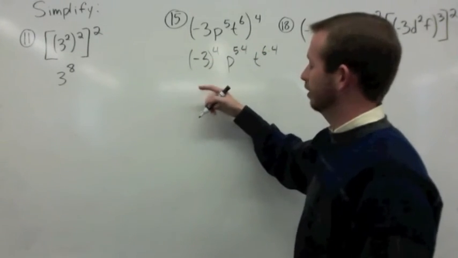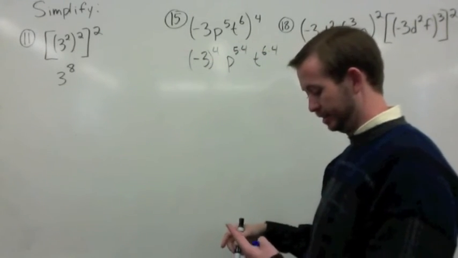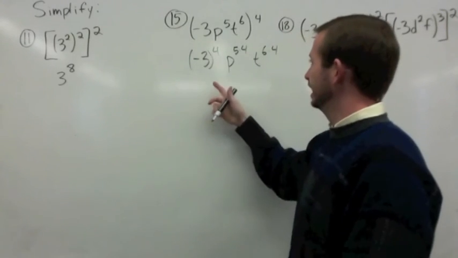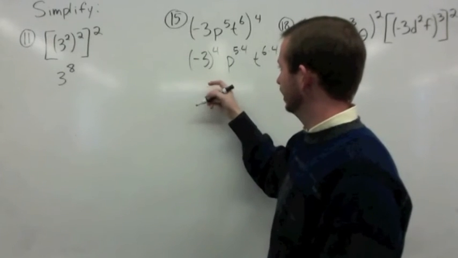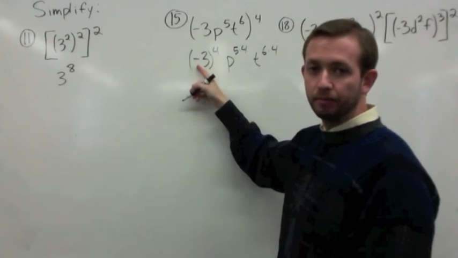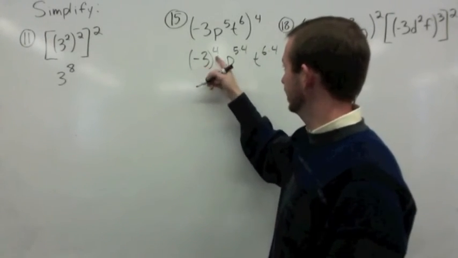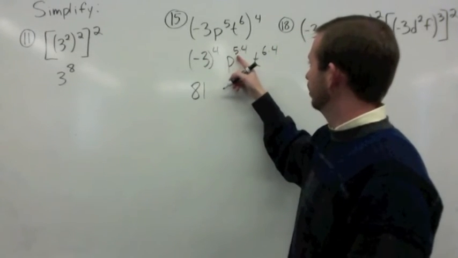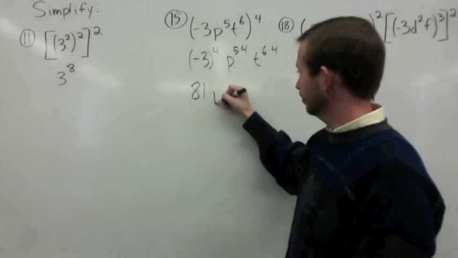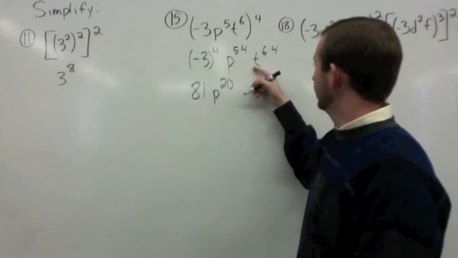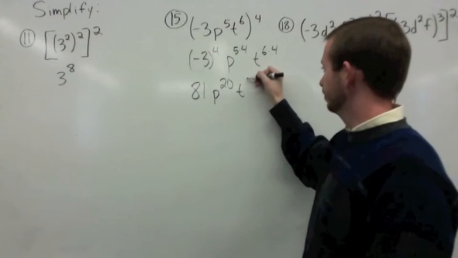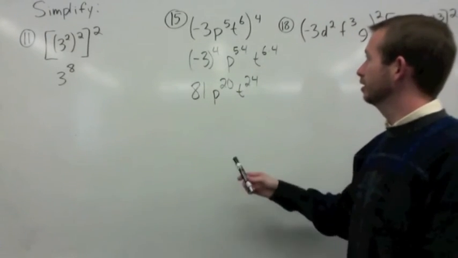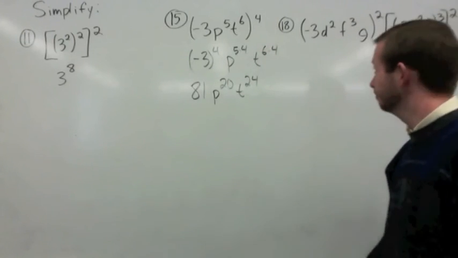We have 3 to the 4th. 3 times 3 is 9. 9 times 9 is 81. This one I'd actually like you to memorize eventually. Is it positive or negative? Positive, because it has an even power. Positive 81. 5 times 4 is 20. 6 times 4 is 24. Again, what are we applying here? Power of a power's property.